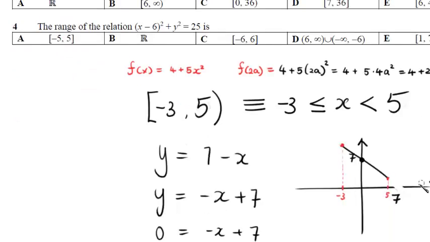But now I want you to look very carefully. It doesn't include 5, but it includes -3. So what we do is we place a filled in circle there, and for 5 we put an empty circle. We put a hollow circle there. Okay, so it means that it doesn't include 5, it includes -3. Now the range obviously is from here, that corresponds to this point, and to here. Is that right? So that's the range from here to here. So that should be the answer along here.